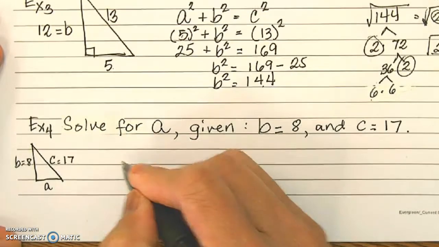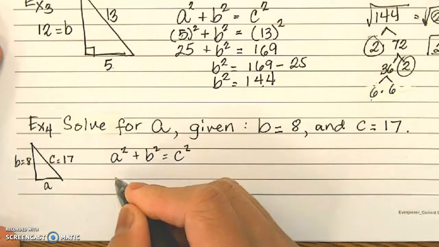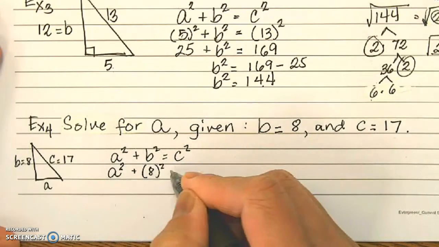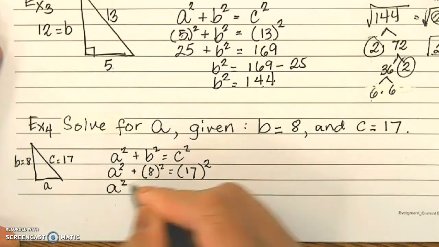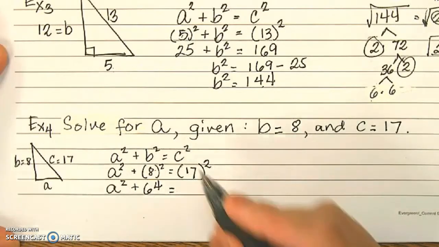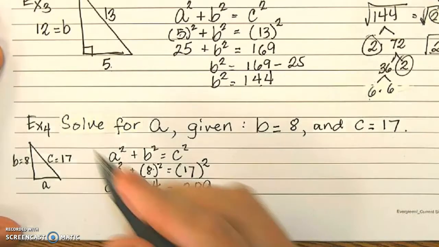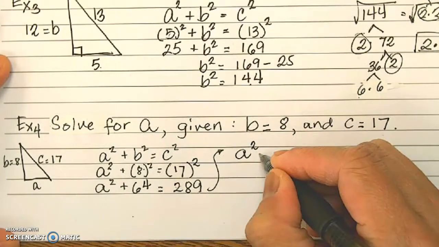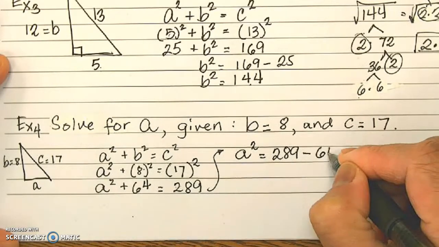So let us do the formula. So a squared plus b squared equals c squared. So our a is missing, so keep it as a squared. b is 8 squared. c is 17 squared. a squared plus 64. 8 times 8 is 64. 17 squared, I believe, is 289. So this becomes a squared equals 289 minus 64.